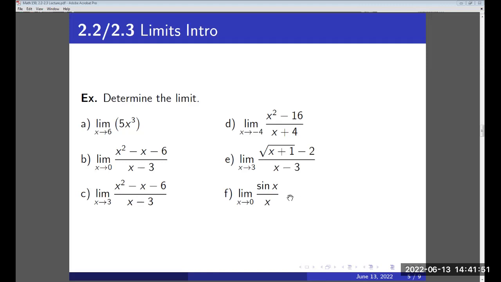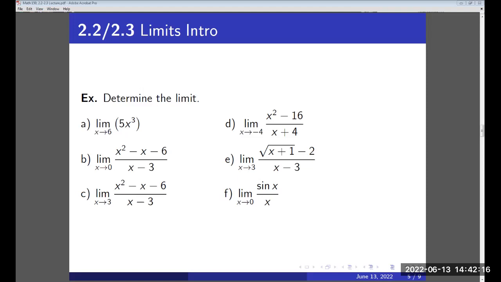Finally, for F, we realized, okay, hey, 0 over 0, but in this case, there was no way to simplify. There's no factoring to do, or there's no conjugate or anything like that. So we go to our last resort, which we really don't want to have to do, but if there is no other way possible, then we create a table of values.